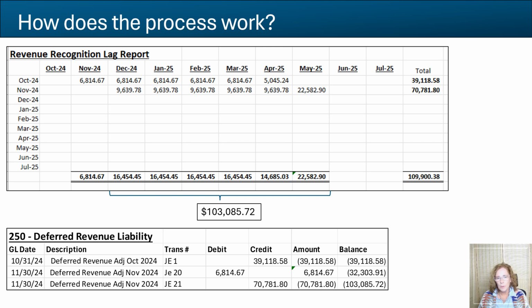This lag report includes only 2 months, but it is very helpful for understanding the activity in the deferred revenue liability account. This report tells me that for the month of December and all subsequent months, I have deferrals of $103,085.72. This amount should be in the deferred revenue liability account at the end of November, provided that all adjusting entries were properly booked in November, and it represents the liability to the customers for services that have not yet been delivered as of November 30th, 2024.